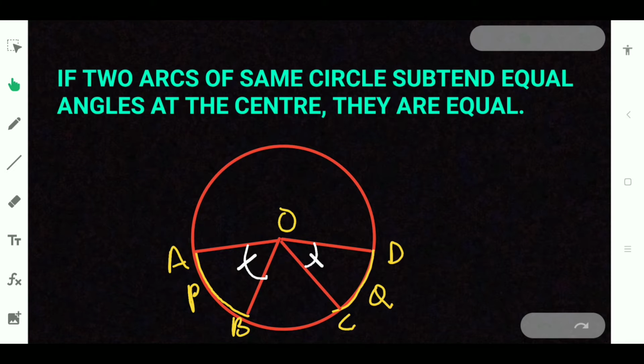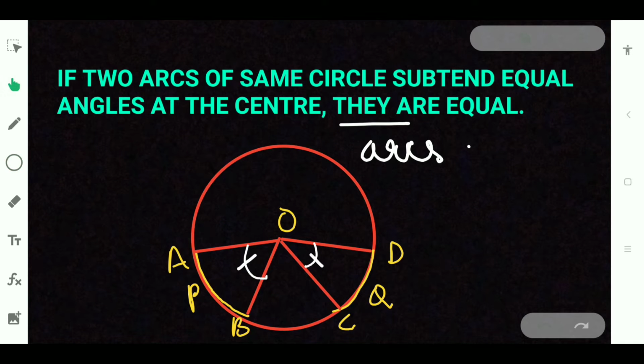So if you take any two arcs and they subtend equal angles at the center, it means that when lines are drawn from the center to the end points of the arc, which are also known as radii, the angle formed between them, if it is equal to the angle formed by another arc, then those two arcs are said to be equal. Here, they refers to the arcs.